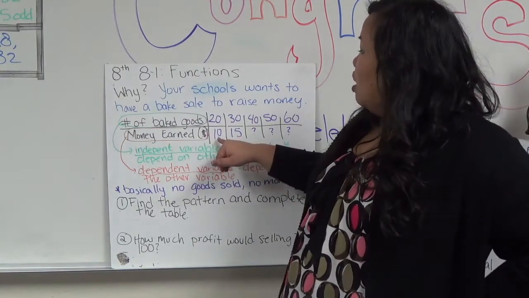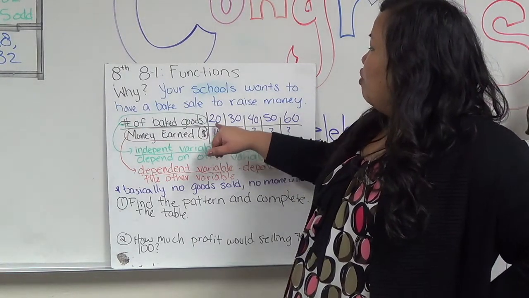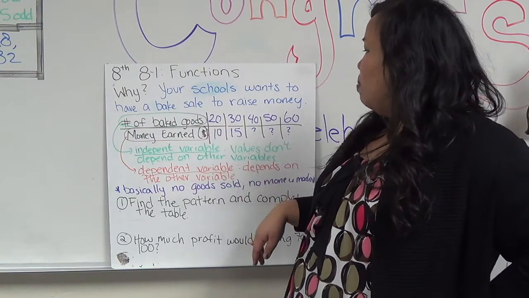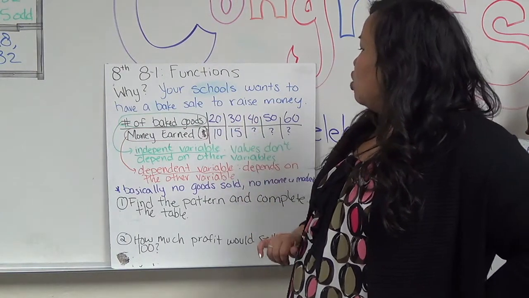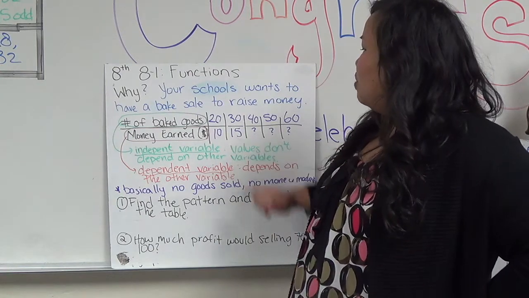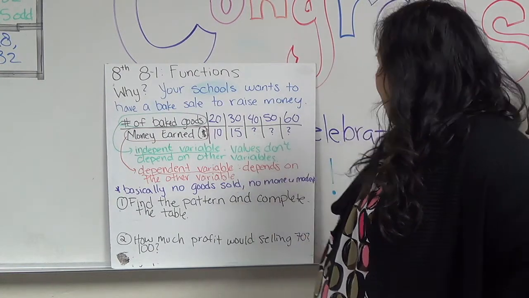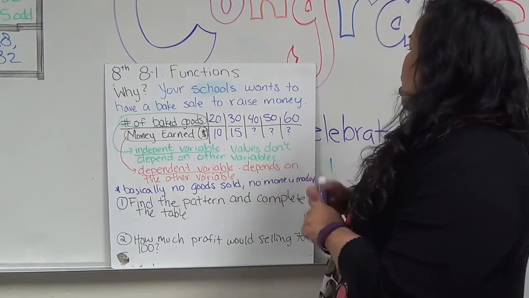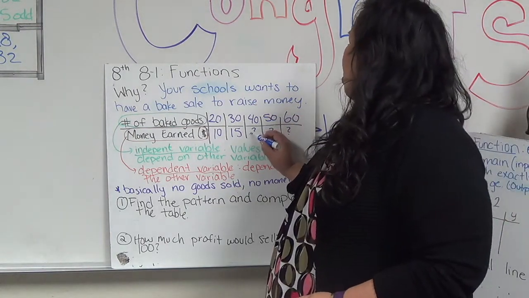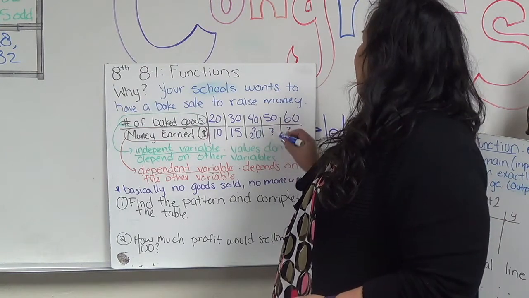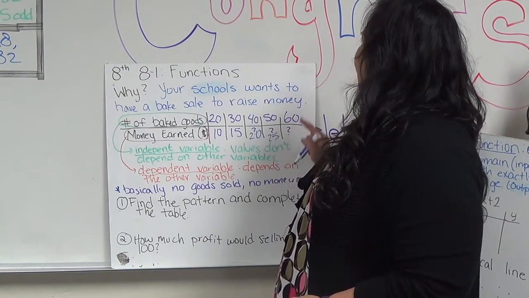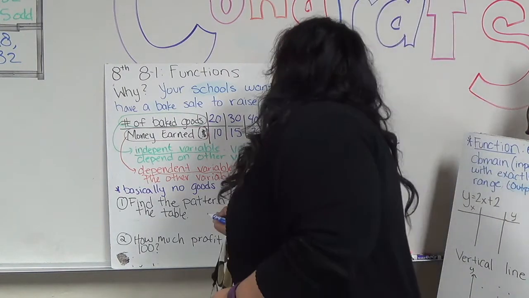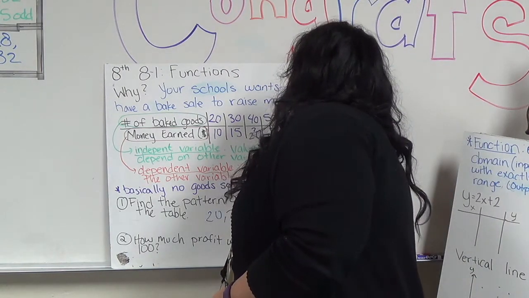So I make half the profit of the baked goods, right? I sold 20 baked goods, I make $10. I sold 30, I make half in profit, $15. So if I want to continue this pattern, half of 40 would be 20. Half of 50 would be 25. Half of 60 would be 30. Okay, so it's 20, 25, 30.